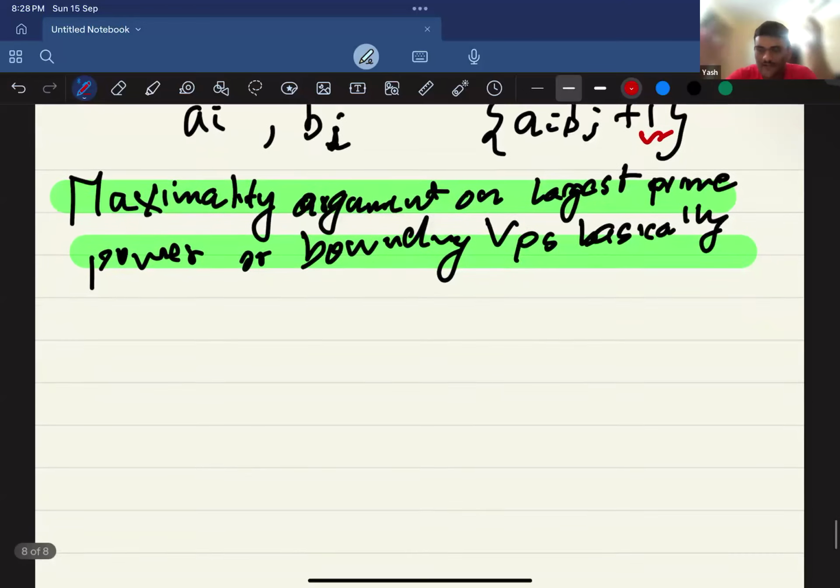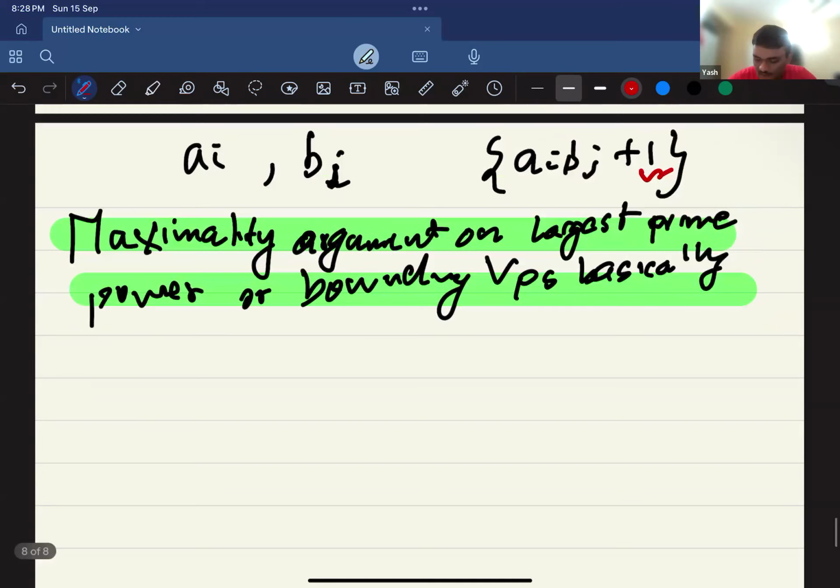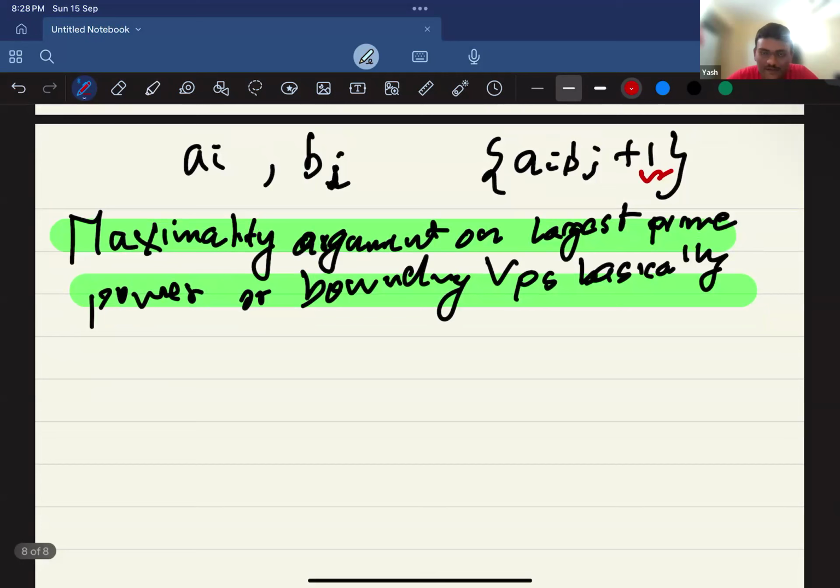I'll explain the intuition. When you have finitely many primes, if you can bound the largest vp of the term, then it's just a finite collection of primes. So each prime power is bounded. That means the terms are bounded. But in our case, that cannot happen since AiBj is a strictly increasing sequence of positive integers. So you get the rough idea.